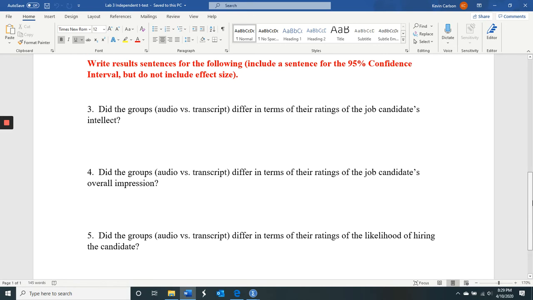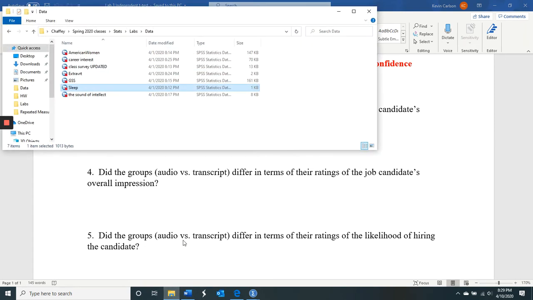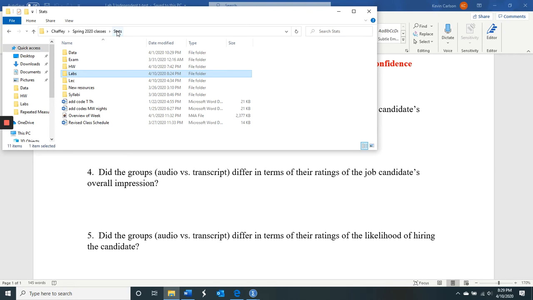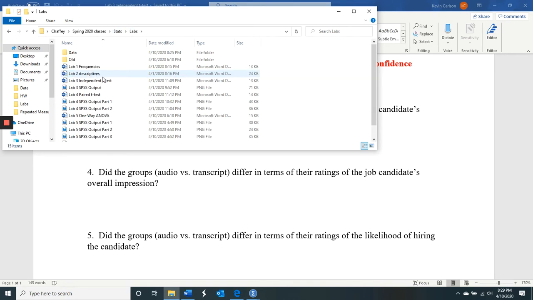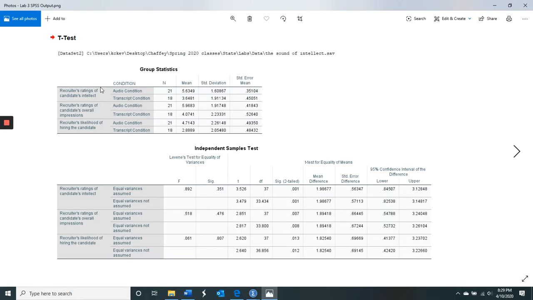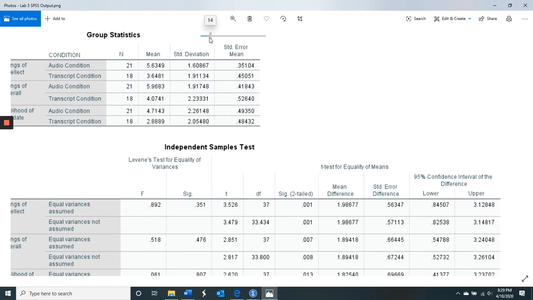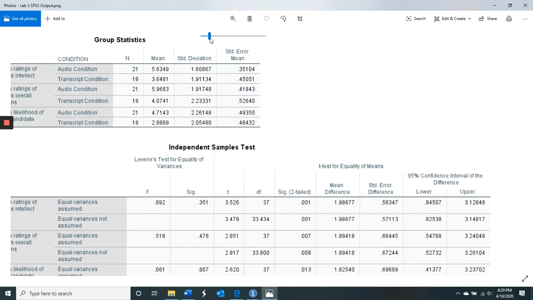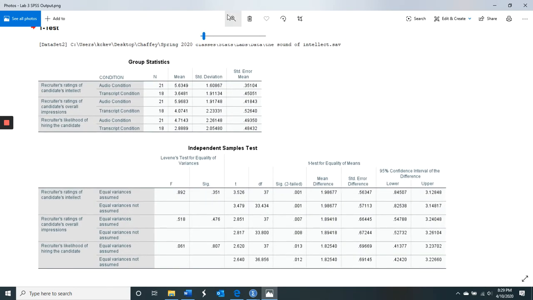So I'm going to look at the output. So it's asking for sentences, including for the 95 CI, but not the effect size. And so let me go to that. So we have just one output for lab number 3. It's this output, but we have 3 t-tests in here. So we have 3 separate tests that we need to write up. So I'm going to actually do this bit by bit so you can see what I'm doing.